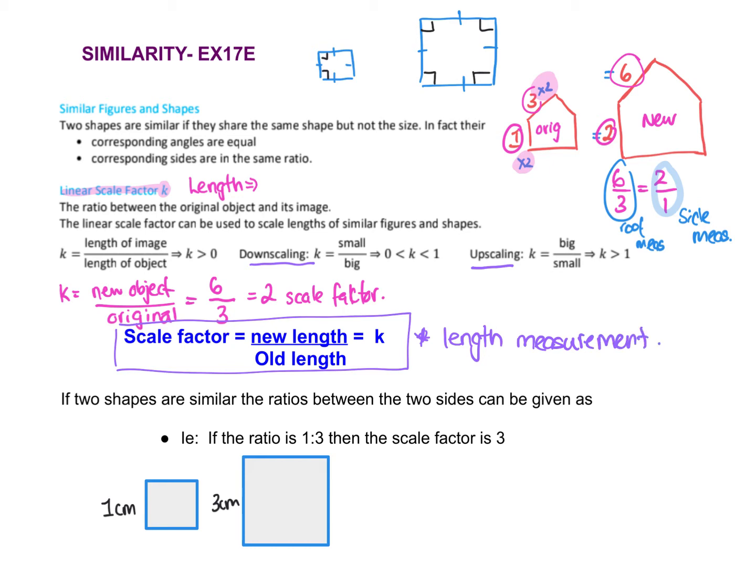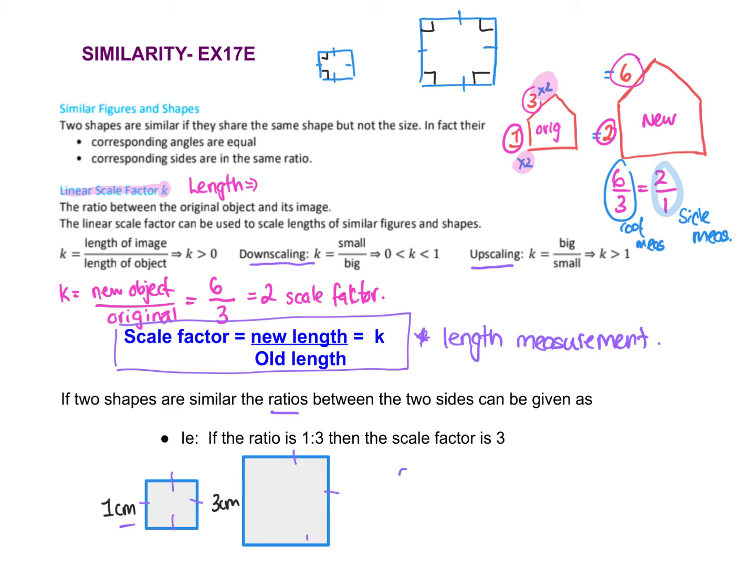Okay, so two shapes are similar. The ratio between the two sides can be given. So sometimes they write the scale factor as a ratio. So say in this square example, instead of saying the scale factor, they'll say it's a 1 to 3, okay? But the scale factor is 3.